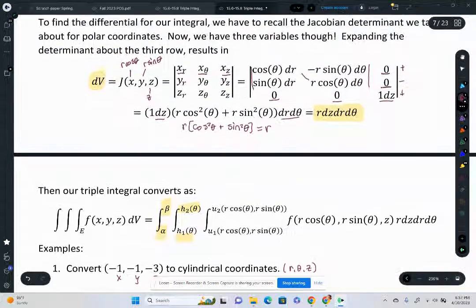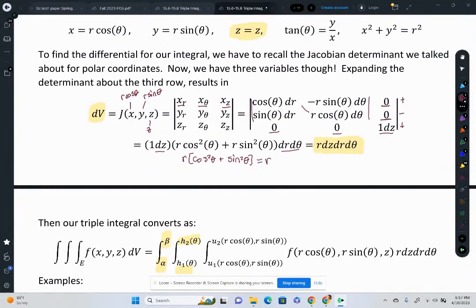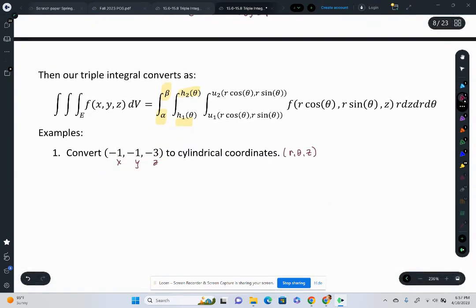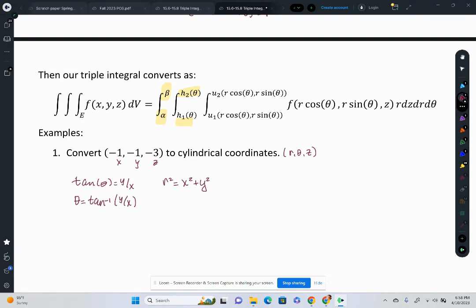Now I've got all my conversions up here. I know x is r cosine theta, y is r sine theta. Those aren't helping me. z is z. Oh, okay, well that's easy. I'm not going to change z. Tangent of theta is y over x, and then x squared plus y squared equals r squared. I think those are the ones that are going to help me. So I have tangent of theta is equal to y over x, which means theta is tan inverse of y over x. And then we also have r squared is equal to x squared plus y squared. So we're going to use those in order to figure out how to plot this or what the point actually is.